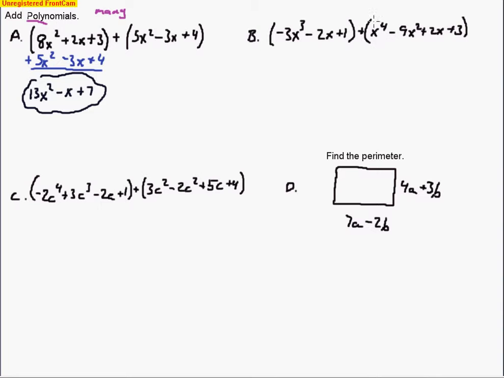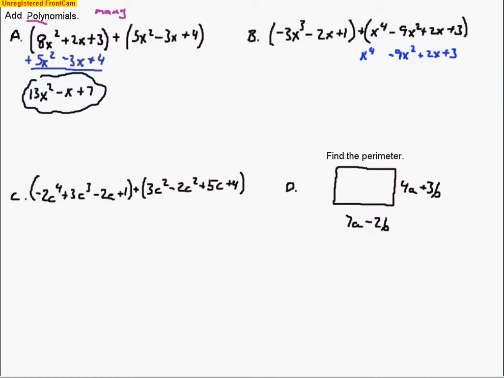So what I'm going to do is use the same column method, but I'm going to space these numbers out. I'm going to rewrite this one here. I'm going to write it x to the fourth, and I'm going to leave a gap for that x to the third term. And I put the 9x squared, and then the plus 2x, and then the plus 3. So I have it in descending order, highest exponent down to the lowest one.